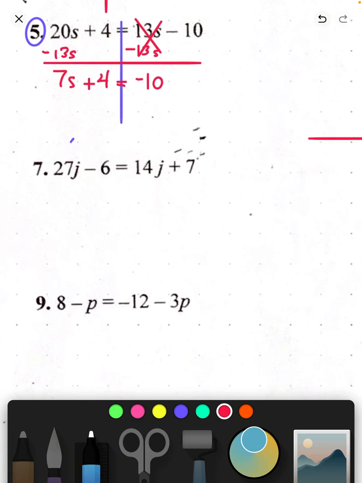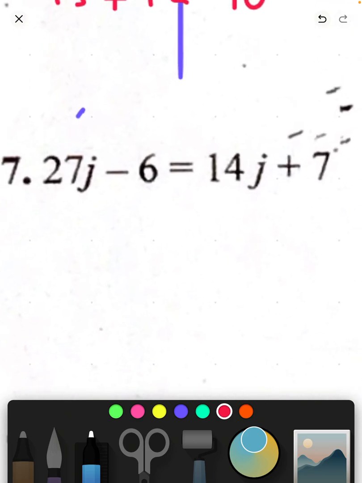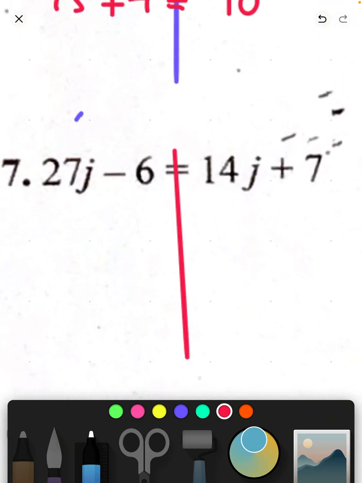Now, couple more. Again, I'm just going to leave this one here for you. So you guys kind of got this one. Solve for j. Get it on one side. Constant on the other.